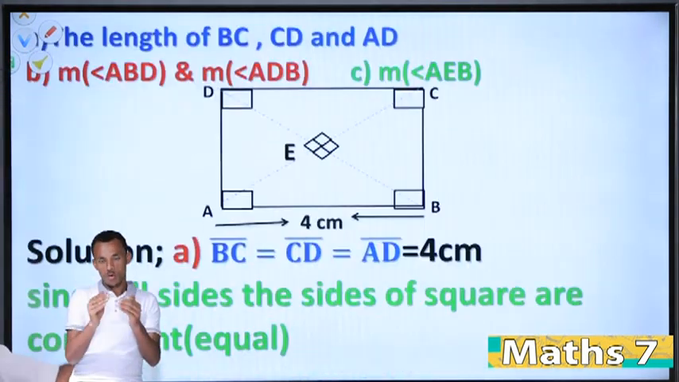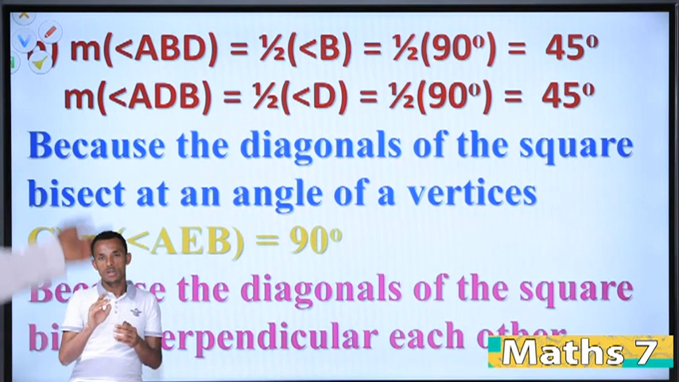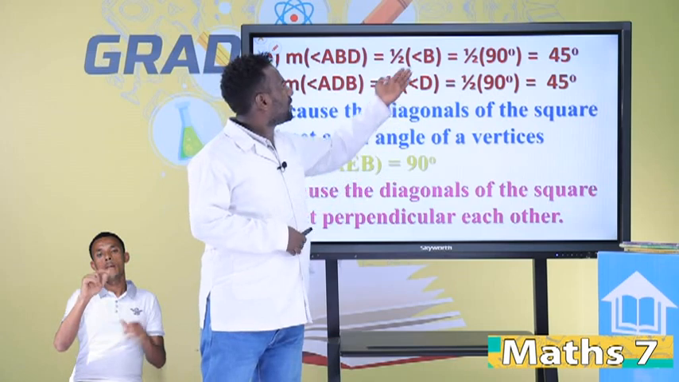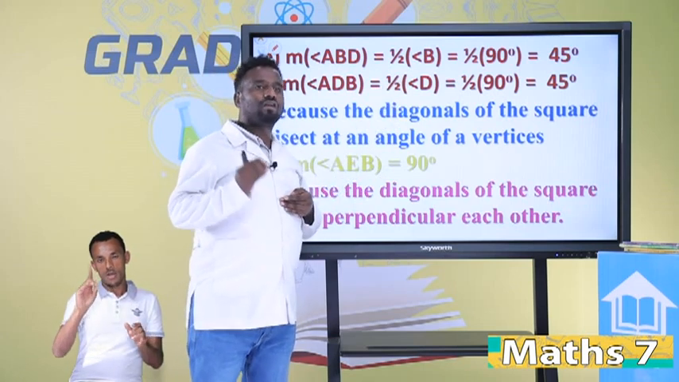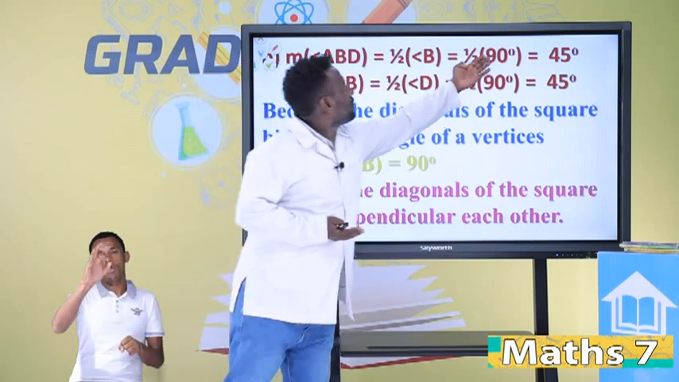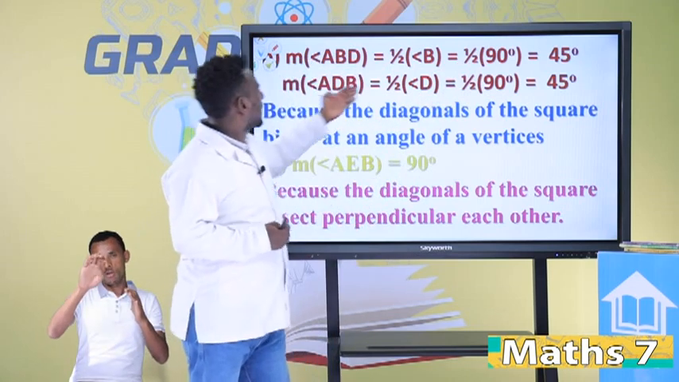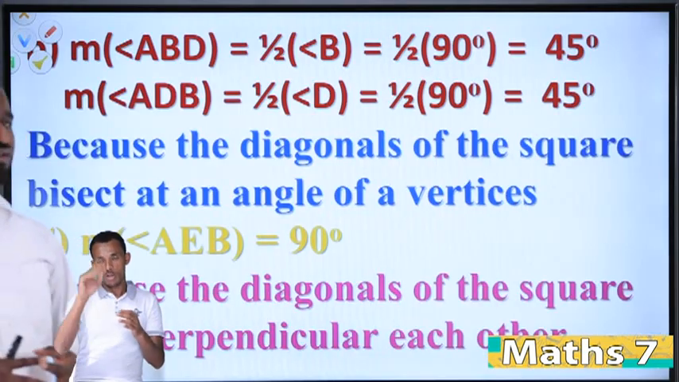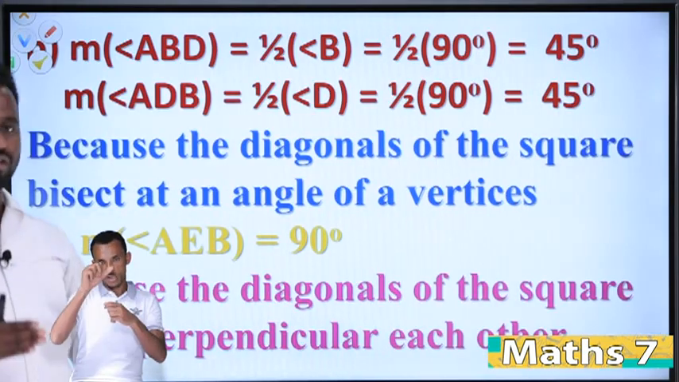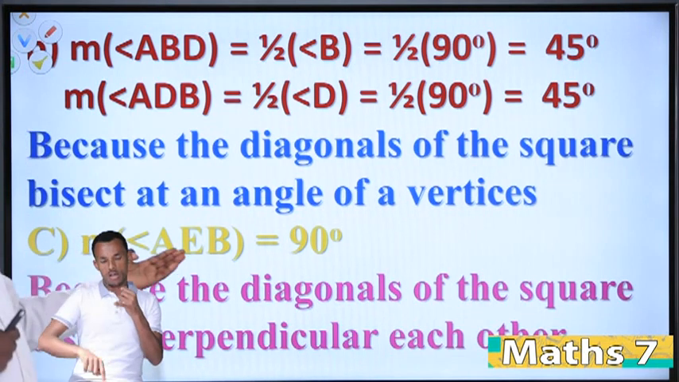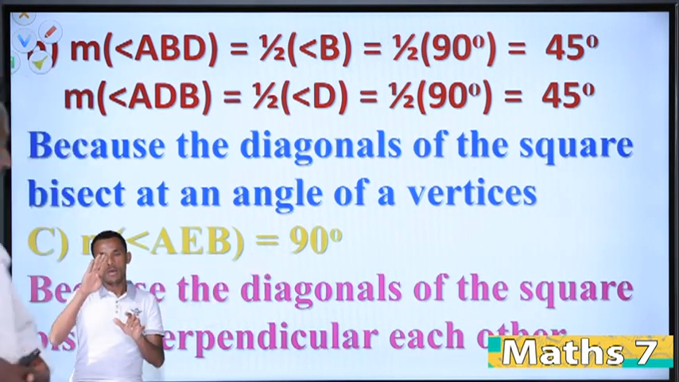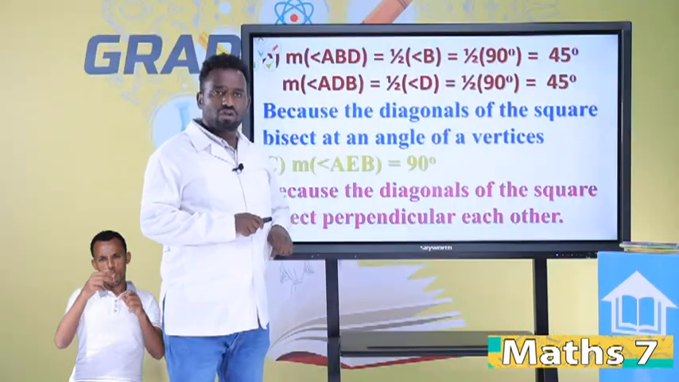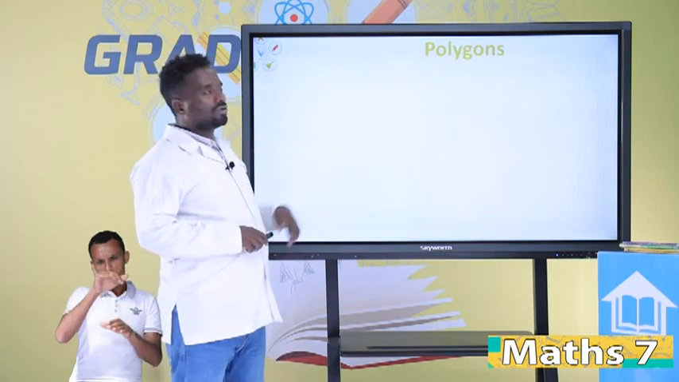For question B, the measure of angle ABD is half of the measure of angle B. The interior angles of a square are 90 degrees. Half of 90 degrees is 45, and also half of angle D is 45 degrees, because the diagonals of a square bisect the angles at the vertices. The last one, angle AEB is 90 degrees, because the diagonals of a square bisect each other perpendicularly at the center.